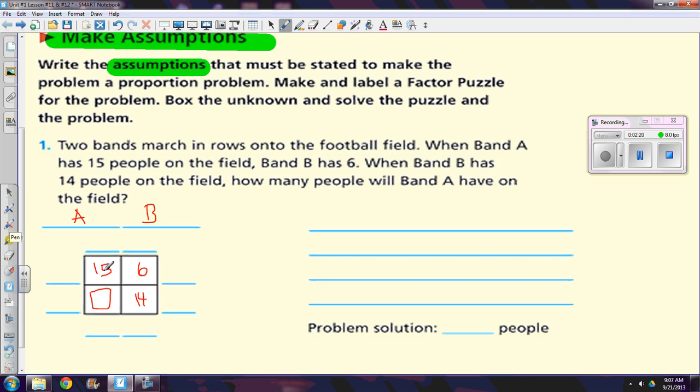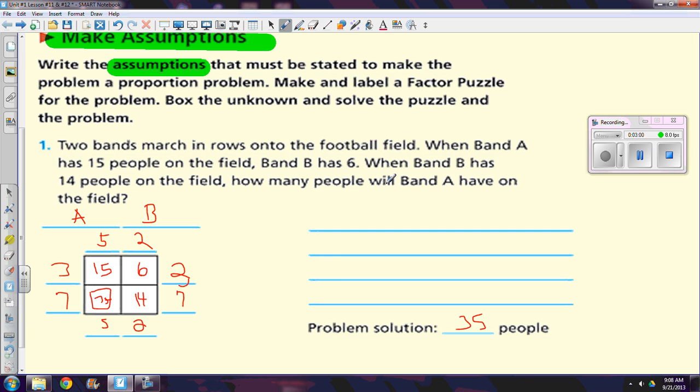And then what assumptions do we need to make? Well, let's just solve it first, and then we'll look at the assumptions afterwards. 15 and 6, what factor goes into 15 that also goes into 6? Hopefully you recognize that 3 will go into both. 3 goes into 15 5 times, and 3 goes into 6 2 times. And then bring the 5 down. Bring the 2 down. 14 divided by 2 is 7. Bring the 7 over. 7 times 5 is 35. So you just solved. The problem solution would be 35 people.